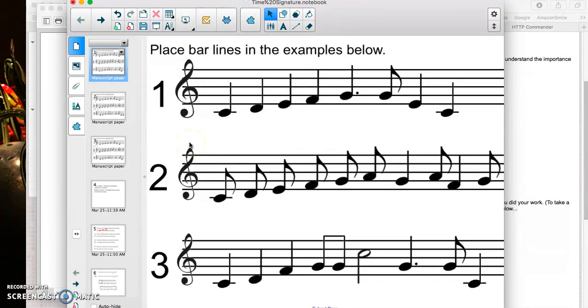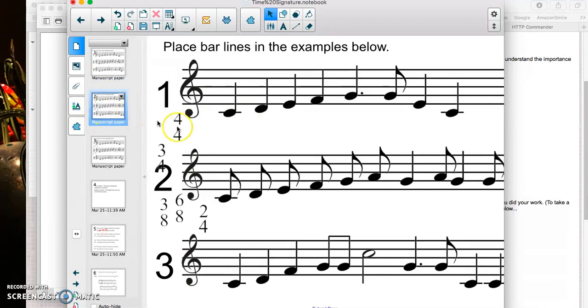And then I say, why can't you answer the question? And the answer is, you can't put bar lines in these examples, in these songs, because you don't know how many beats and what kind of note receives one of those beats is in each measure. So then I go to my next screen and I say, okay, I'm going to put 4/4 time here. Now on number 1, can you draw me the bar lines in this song? And the kids say, yes, you can.